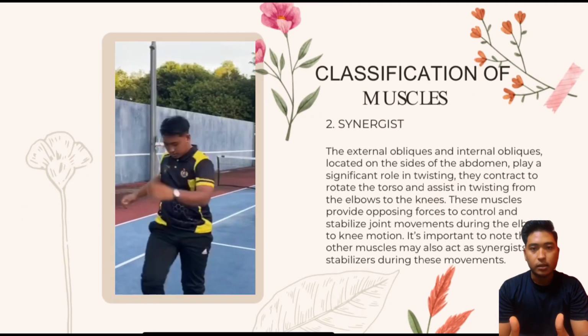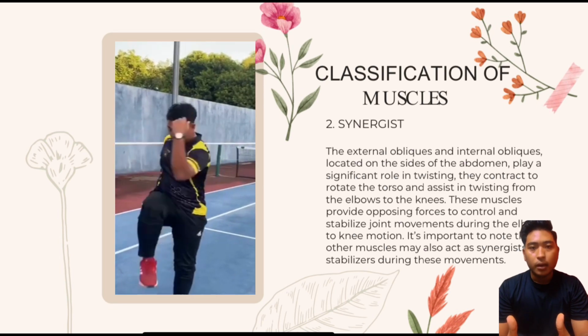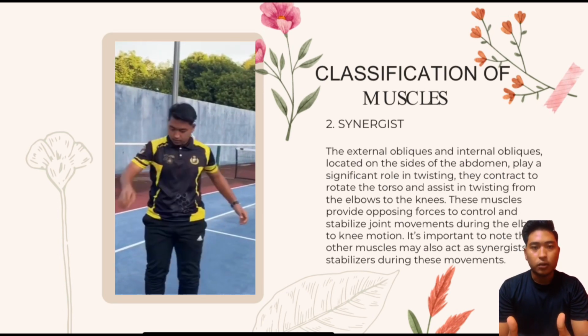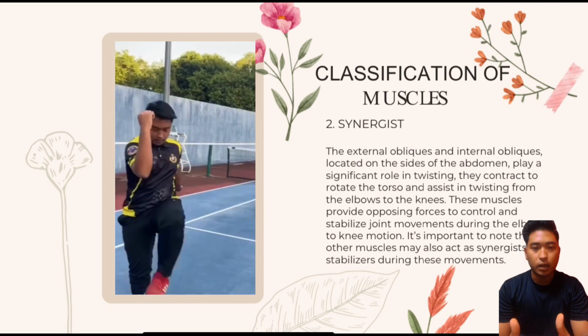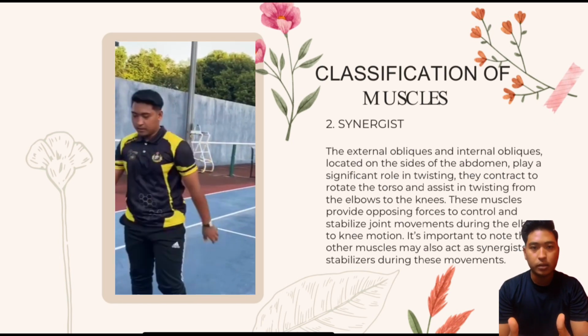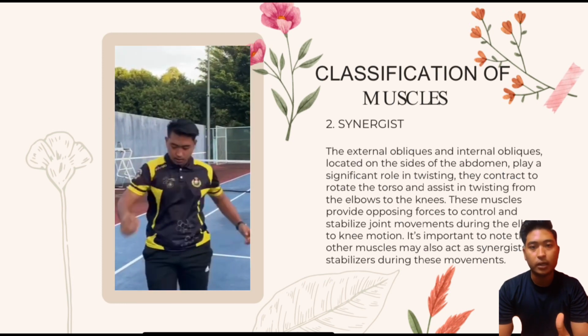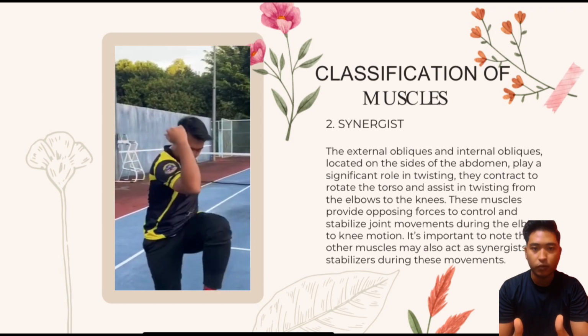Third is synergist. The external obliques and internal obliques, located on the side of the abdomen, play a significant role in twisting. They contract to rotate the torso and assist in twisting from the elbows to the knees. These muscles provide opposing forces to control and stabilize joint movements during the elbow to knee motion. It is important to note that other muscles may also act as synergists or stabilizers during these movements.